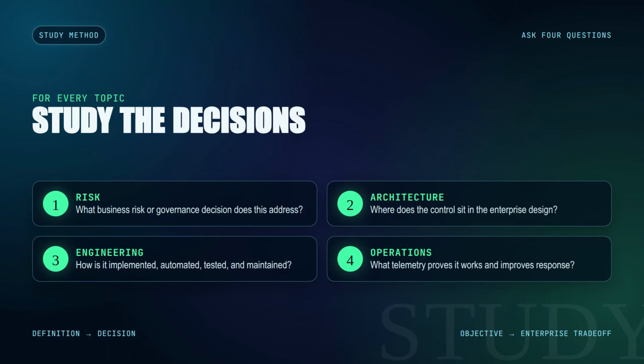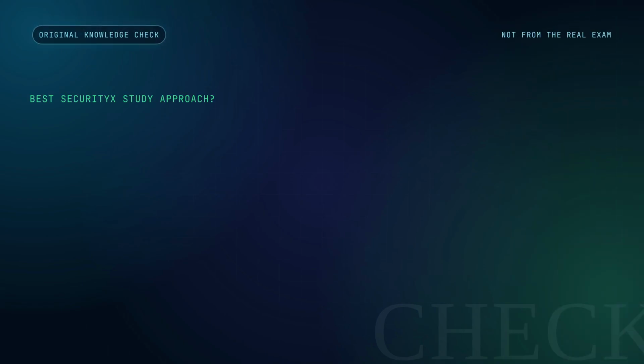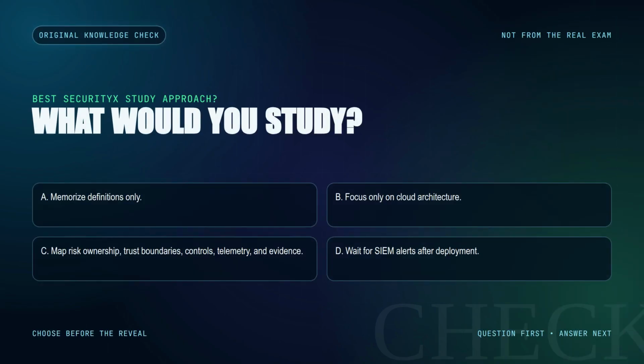4. What is the operations decision? This tells you what telemetry proves it works, what alerts matter, what false positives look like, and how incidents improve the system. If you can answer those 4 questions for each objective, you are no longer just memorizing the exam outline. You're practicing the kind of reasoning the exam is trying to measure.